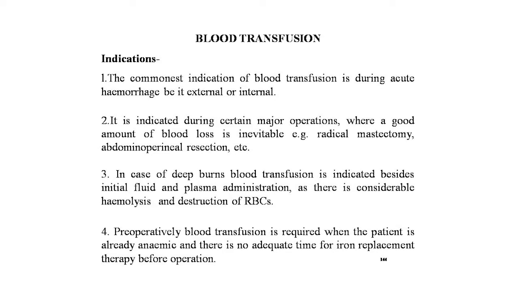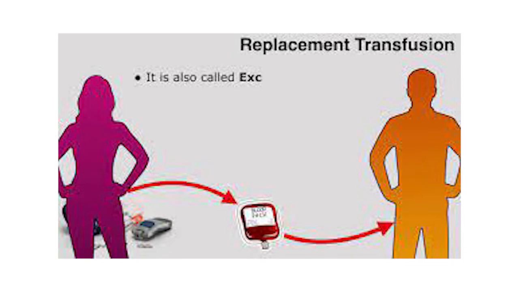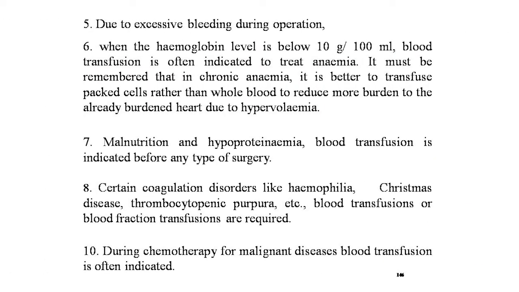Fourth indication of blood transfusion is preoperatively, when the patient is already anemic and there is no adequate time for iron replacement therapy before operation. Here is a good picture showing the replacement of the transfusion. Now the fifth indication of blood transfusion is excessive bleeding during operation.